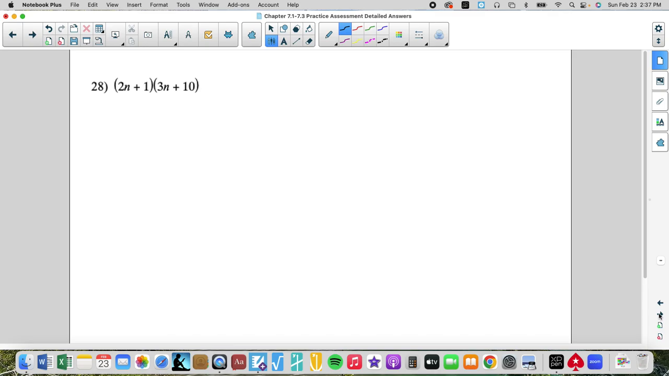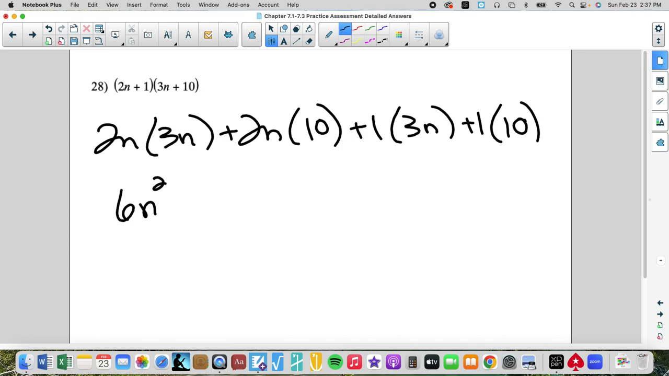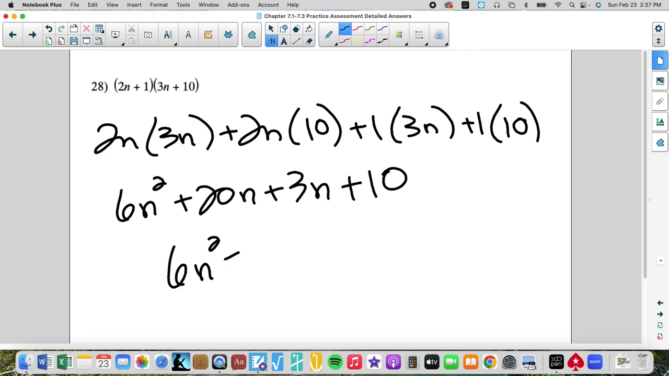Now we have coefficients in front of our first terms. Doesn't change it. It's 2n times 3n plus 2n times 10 plus 1 times 3n plus 1 times 10. 2n times 3n is 6n squared. 2n times 10 is plus 20n. 1 times 3n is 3n. 1 times 10 is 10. 6n squared plus 23n plus 10.